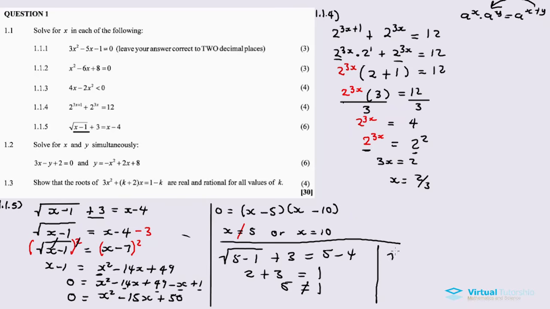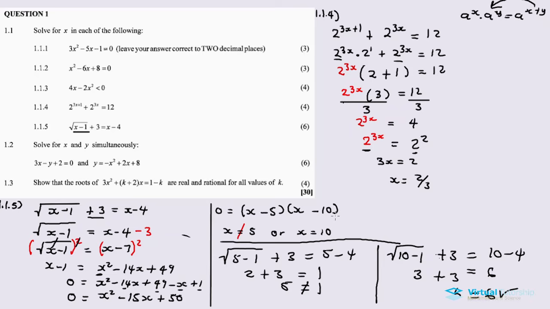So the square root of 10 minus 1 plus 3 equals the square root of 9 plus 3. The square root of 9 is 3, plus 3 is 6. So 6 is equal to 6. This satisfies the equation, so it means this equation has only one root, x equal to 10.